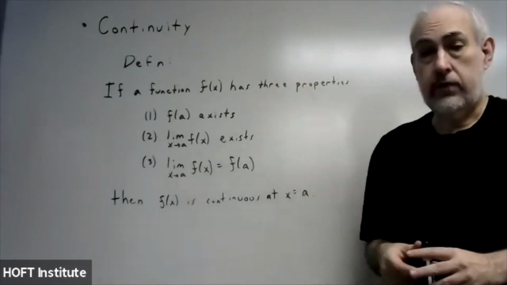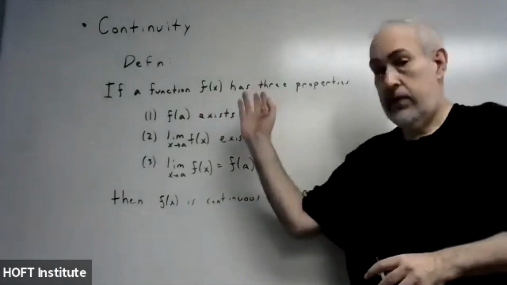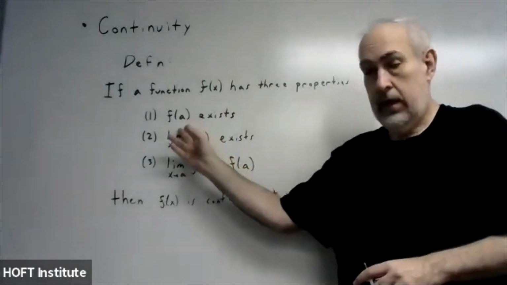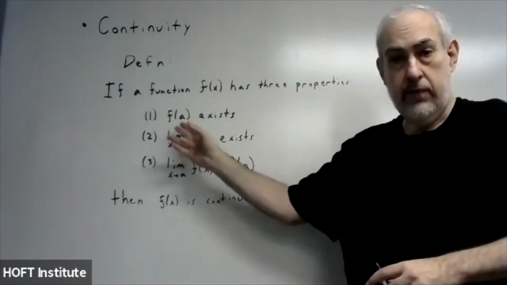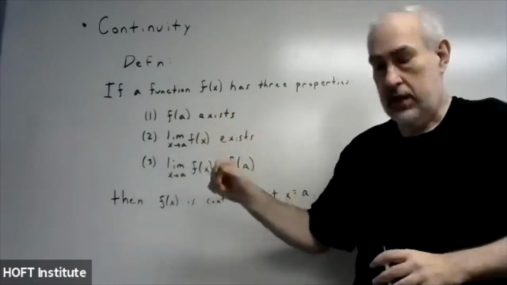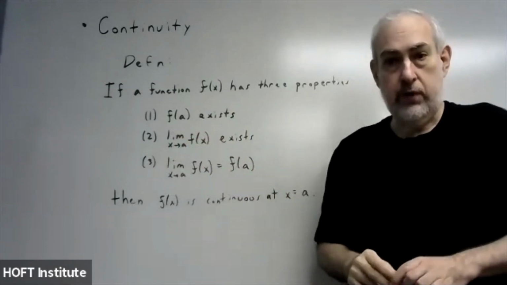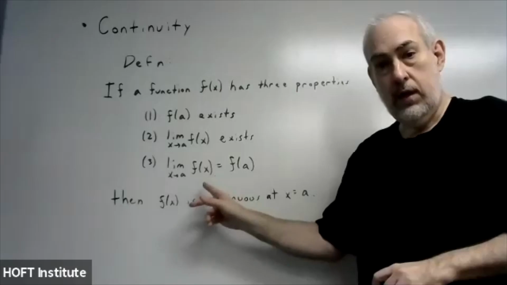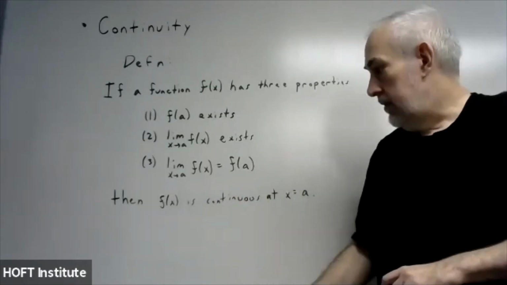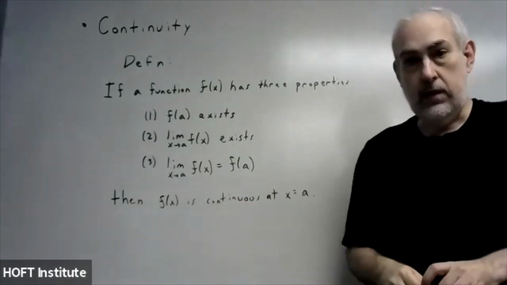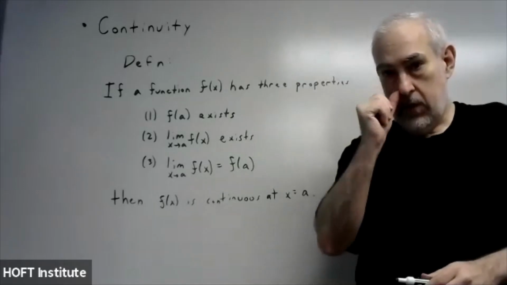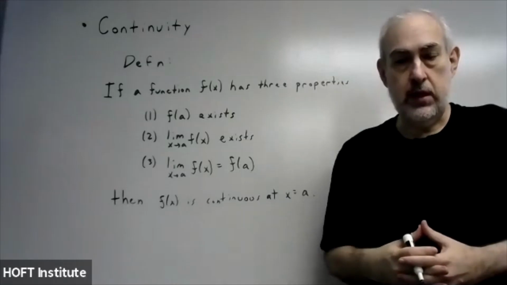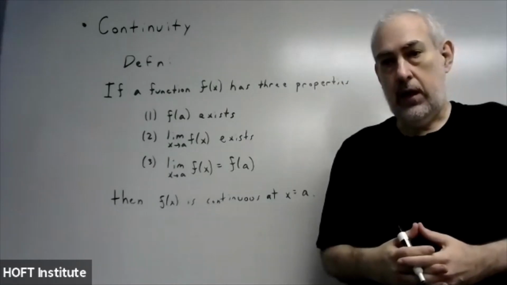The definition of continuity is: if you have a function f of x that has the following three properties, that at x equals a, f of a exists, and the limit as x approaches a of f of x also exists, and those two things are equal, then f of x is said to be continuous at x equals a. Okay, so this is the definition, how it's usually presented in most classes.